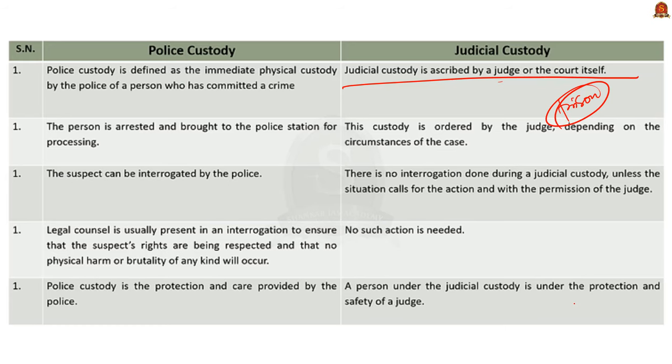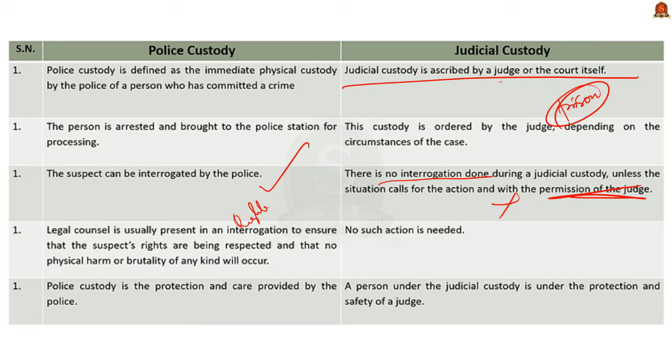Also remember, in the police custody, the investigating authority can interrogate a person, while in judicial custody, there will be no interrogation unless the officials get permission of the court for questioning. Then in police custody, the person has various rights like right to legal counsel, right to be informed of the grounds and etc.